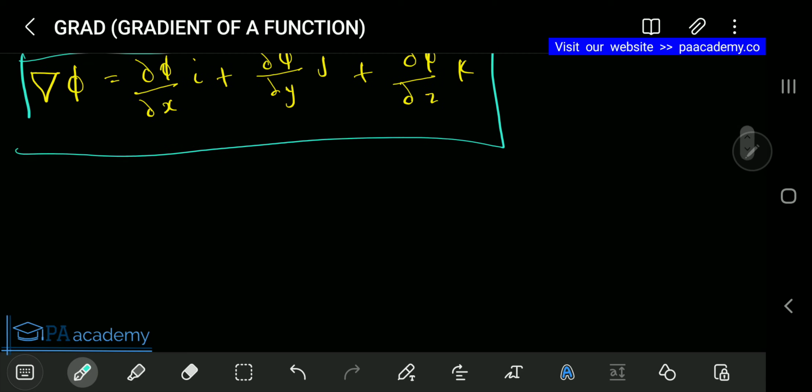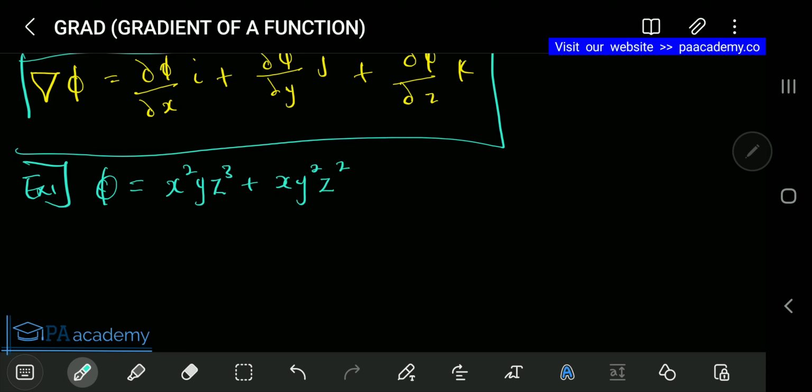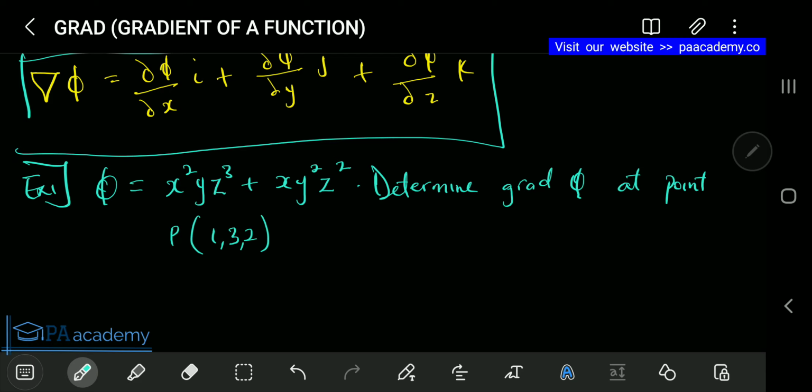Now let's look at one example. Let me call this example 1. Let's say we are given that phi is equal to x squared y z cubed plus x y squared z squared. And then we are asked to determine the grad phi at point P, where P is (1, 3, 2).